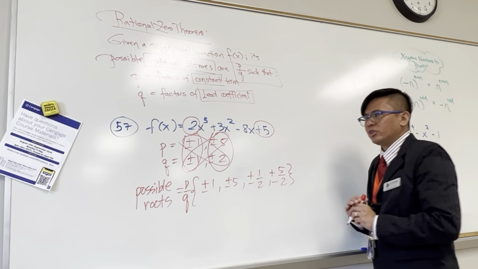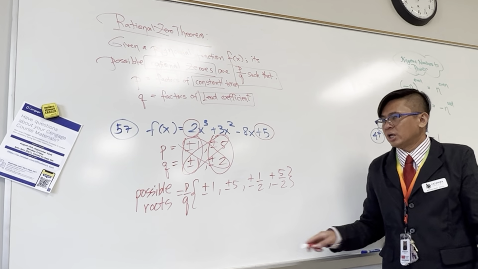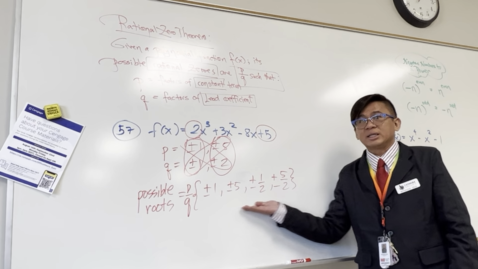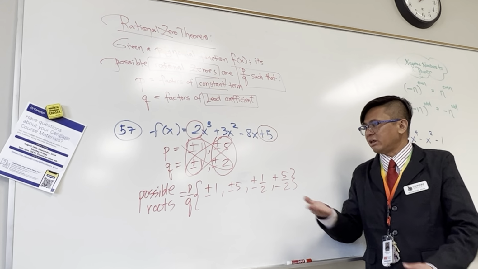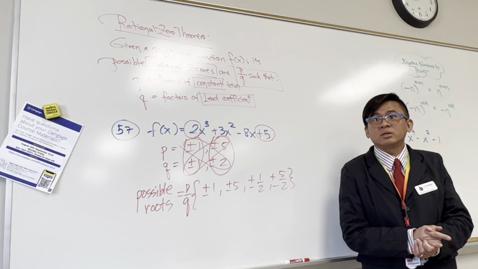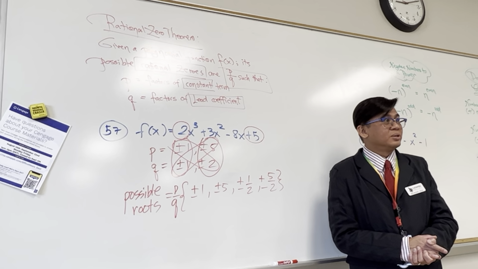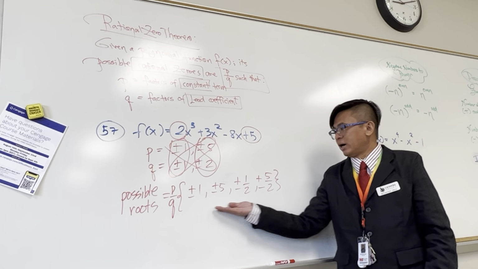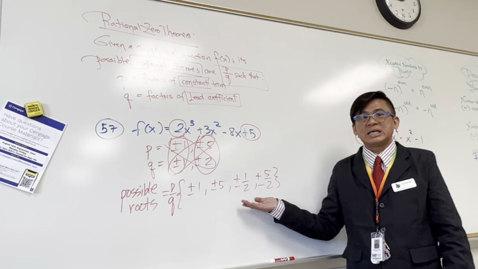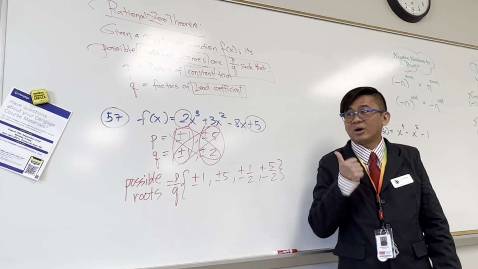Again, those are the possible roots. So in short, we cannot see any real root that is not in this list. For example, 3/2 is not a possible root. We good? 7 is not a possible root, because all the possible roots, you can only get from any of these 8, again positive or negative. Are we good?